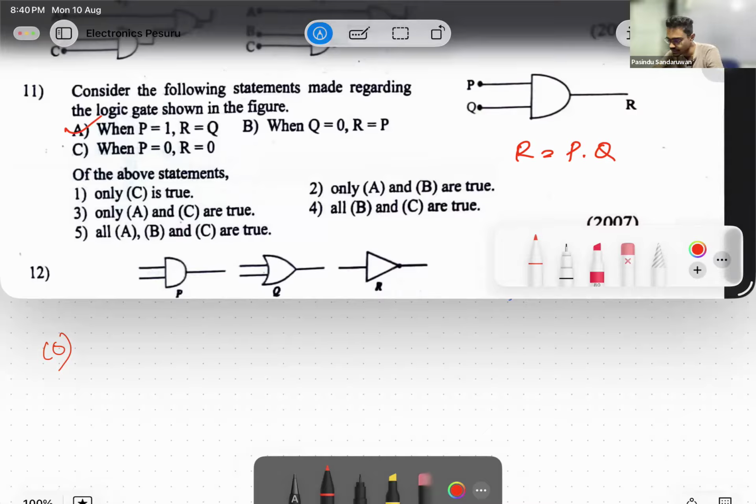So A is correct. B, when Q equals 0, 0 dot anything is 0, so R cannot be P, that is wrong. C, when P is 0, R equals 0. Yes, because 0 dot anything is 0. It is correct. Then the answer is A and C.